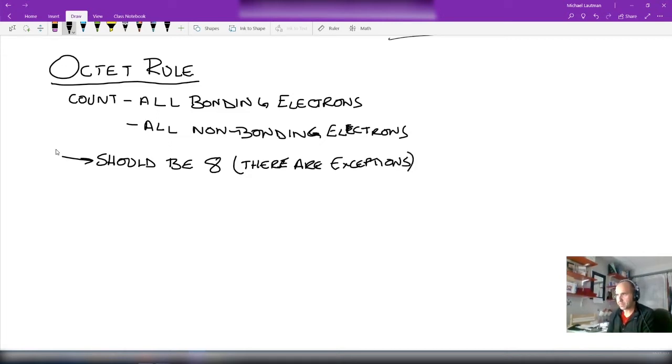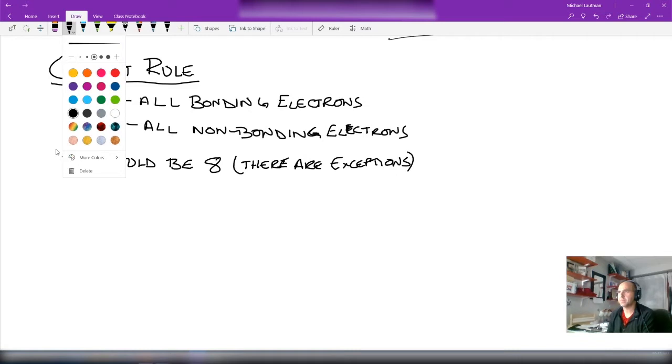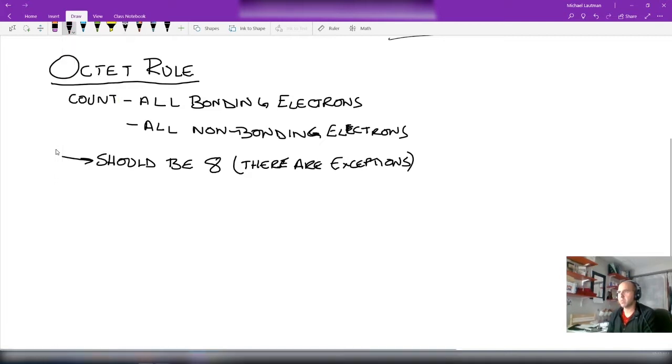So what does that look like? Let's go back to something as simple as water. We've seen the Lewis diagram for water. It looks like this. Now, if we think about bonding from the point of view of atomic orbitals.